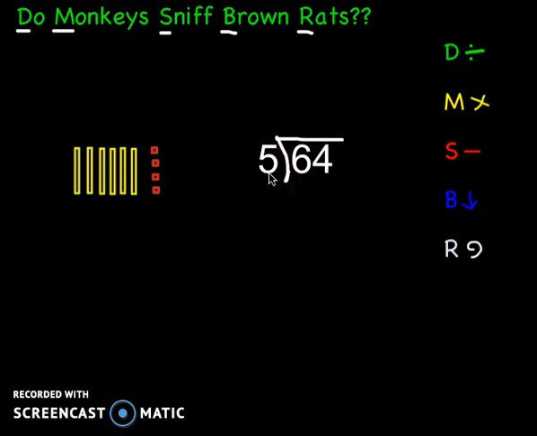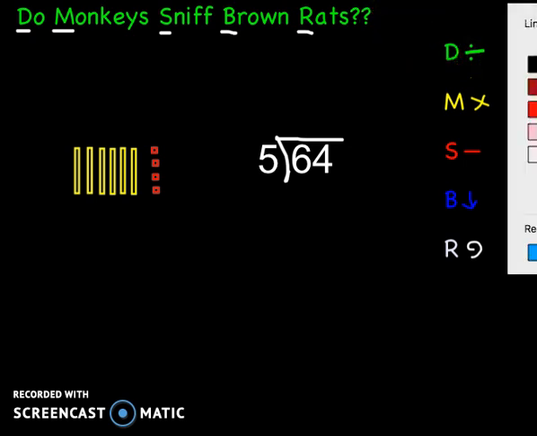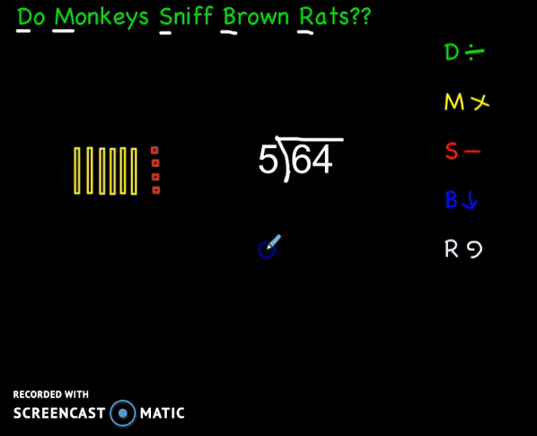So I start out with my first step, which is to divide, and I ask myself, how many times can I divide 5 into 6? Now that 6 really means 60. But for now, I just want to think of it as a 6, even though it means 6 tens. Well, how many times does 5 divide into 6? Or 6 divided by 5 is 1. So check, I just did my first step.